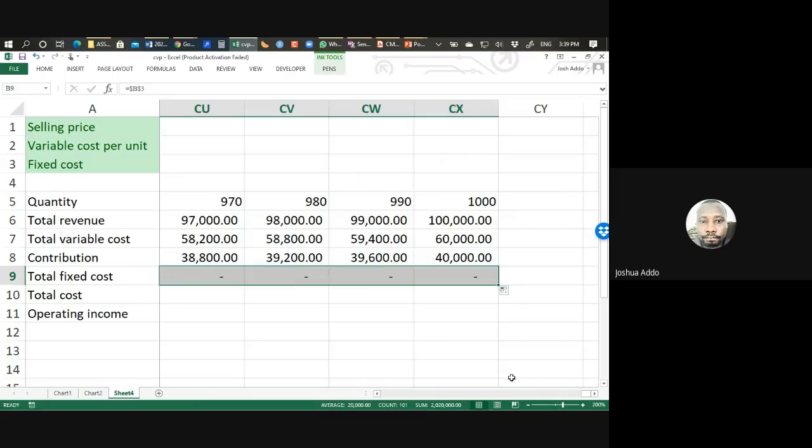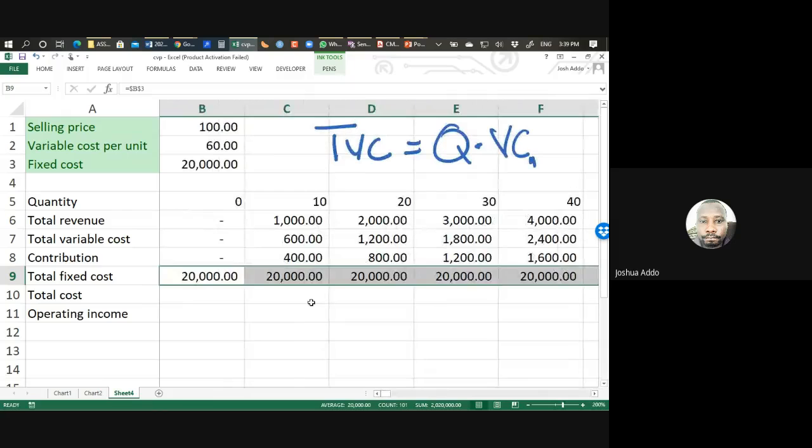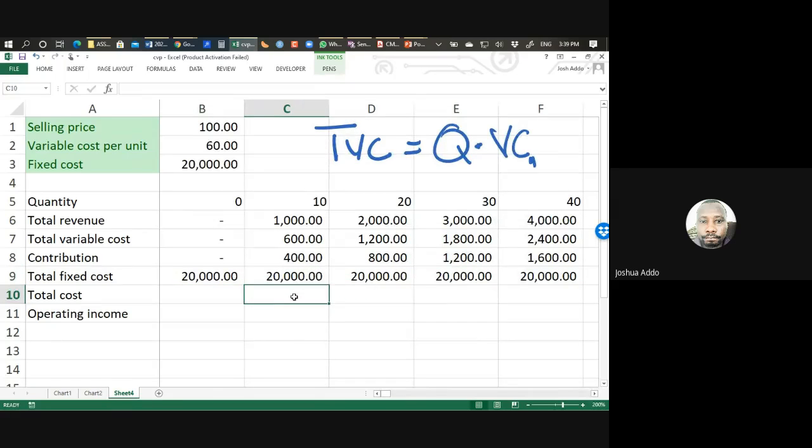Okay, so 1,000. And we should have 2,000 over. Okay, so now total cost. Total cost is equal to total variable cost plus total fixed cost. So this is equal to total variable cost, this one, plus total fixed cost, this one.